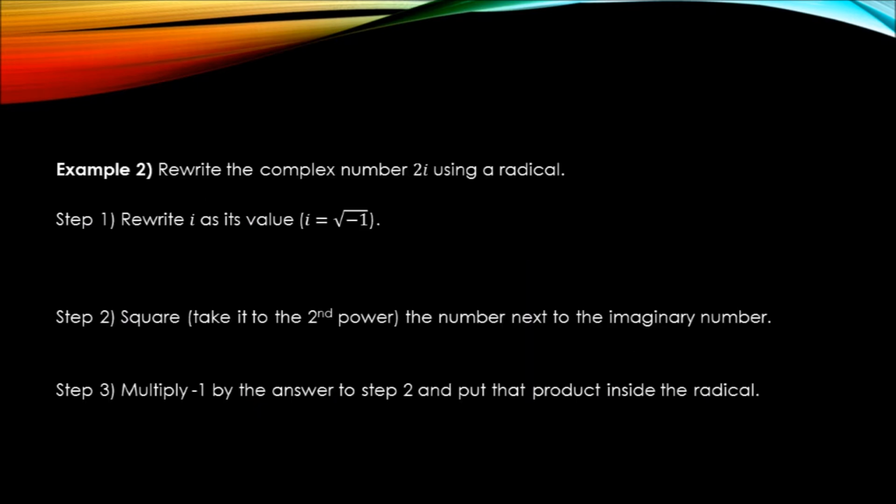Example 2. Rewrite the complex number 2i using a radical. Step 1. Rewrite i as its value, i equals radical -1. Step 2. Square the number next to the imaginary number. Another way of saying square is take it to the second power. Step 3. Multiply -1 by the answer to step 2 and put that product inside the radical.